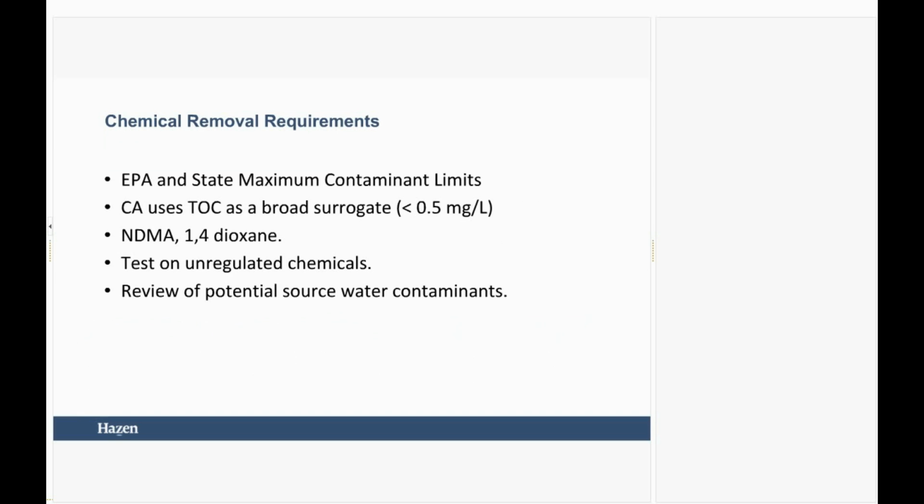From a chemical standpoint, the state requires that drinking water levels are met, and in the United States, as many of you will know, we don't have guidelines, we have rules. The EPA mandates a minimum water quality for the whole country, and then each state may have additional requirements on top of that. When it comes to reuse, California uses TOC, total organic carbon, as a broad surrogate for chemical removal and requires less than 0.5 milligram per litre in their treatment systems, and then has specific requirements for some of those emerging contaminants I talked about before.